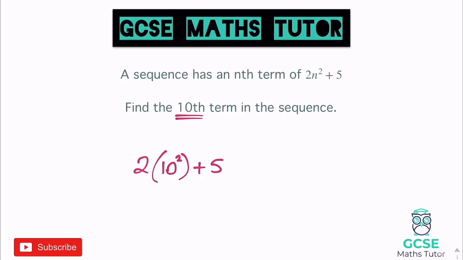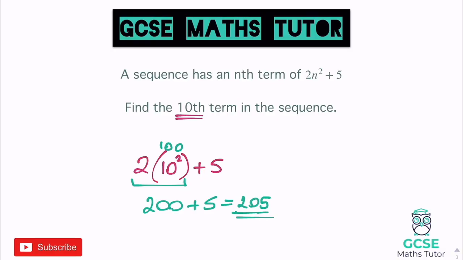So 10 squared is 100. I'm just going to write that there, 10 squared is 100. So 2 times 100, working out this bit, would be 200, and then add 5 would give us 205. There you go. So a little bit of rules on substitution there.